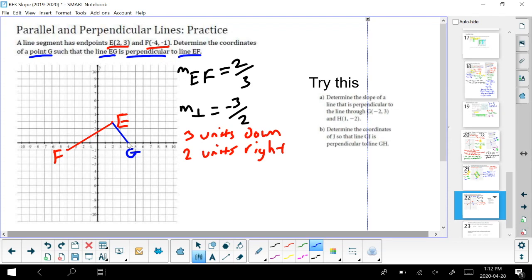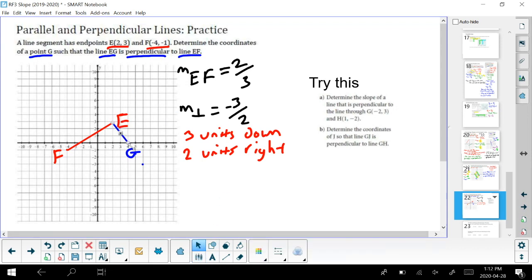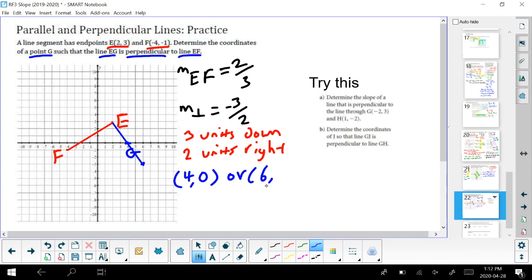If we were to continue here and we took another 3 points down, and then we went another 2 to the right, we're really just extending our line. So if we take a look, we can actually go and extend that line all the way down. So we could have a couple of different possibilities for G. We could have the first one that we found, 4, 0, or we could have 6, -3, or we could actually, in fact, go the opposite direction.